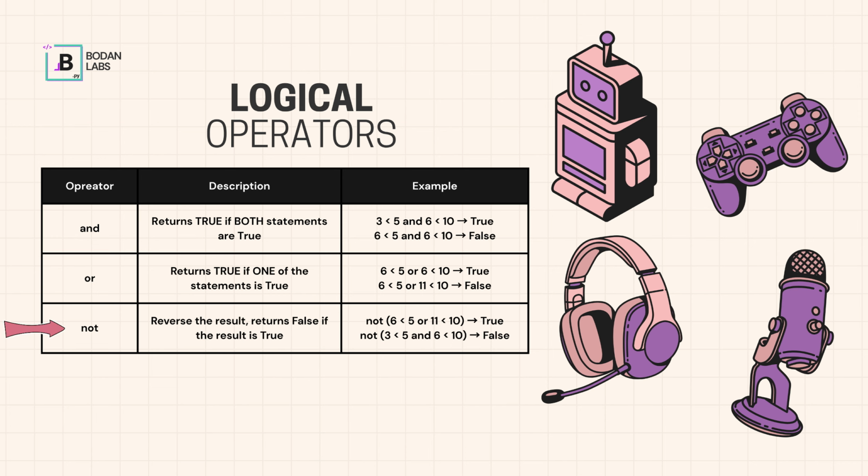And the last one is not, which basically reverses the result, returning false if the result is true, and vice versa.